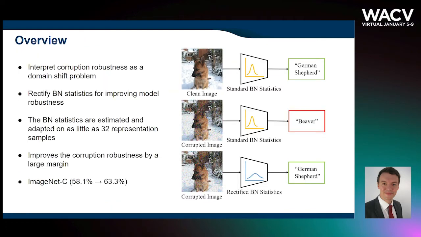In this work, we interpret the corruption robustness as a domain shift problem and propose to rectify BN statistics for improving model robustness against common corruptions. The BN statistics are estimated and adapted on as little as 32 representation samples from the new corruption domain. In practice, it is not challenging to obtain a reasonably small number of representation samples.